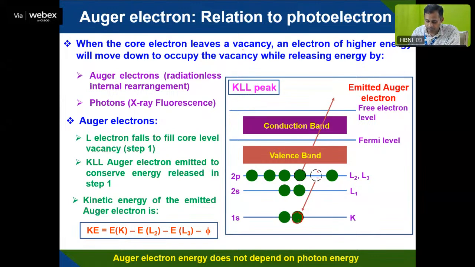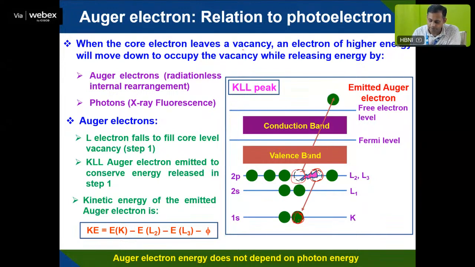So because of the excess energy, another electron can be knocked out from this. You can see that this emitted electron is an Auger electron. This is a 3-electron process: one electron involved from here, then a second electron, then a third electron. So it's a 3-electron process. It's a radiation-less internal rearrangement.